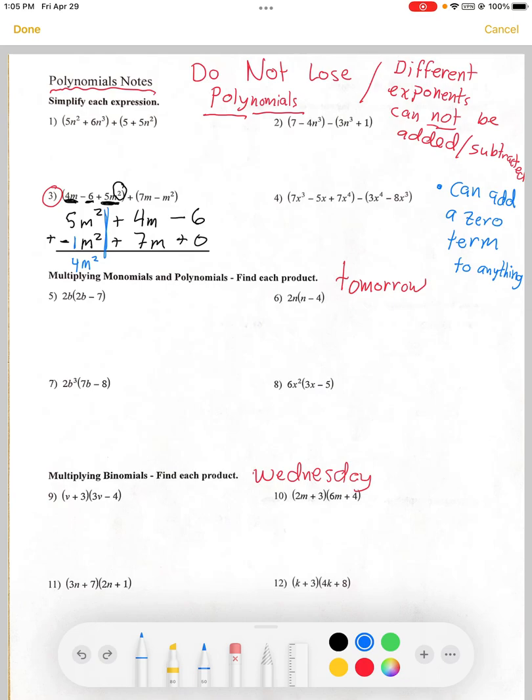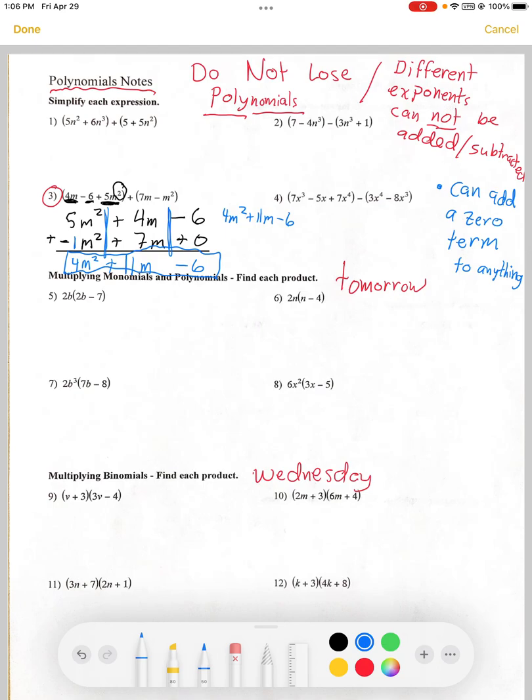Let's keep going. You're going to have 4m plus 7m. That's going to be 11m. And negative 6 plus 0, that will be minus 6. Notice it did not affect that 6. So we'll add a plus sign there, and there is our answer. I'm going to go ahead and just rewrite it to the side. 4m squared plus 11m minus 6.